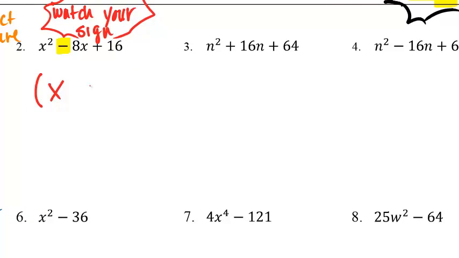The term that would make that perfect square would be x. This time it's a negative in the middle, so I'm going to pretend that this is a binomial squared. And then I'm going to check this last term. This last term is a 16. Again, perfect square of 4. So I'm going to write that.